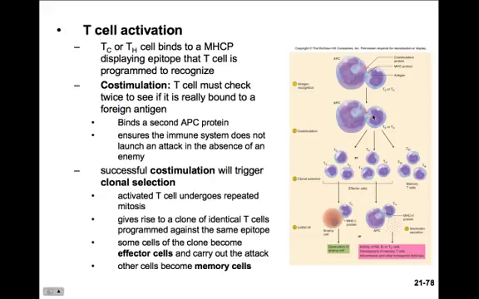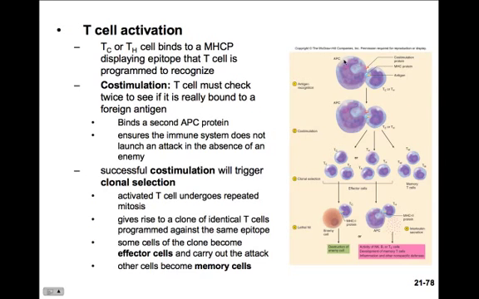Once we have successful co-stimulation, the T cells will undergo repeated mitosis or clonal selection. This gives rise to a clone of identical T cells, either TH or TC, that are programmed against the same epitope. Some of these cells will become effector cells and carry out the actual attack that we see here, and others will become memory cells, or T sub M.